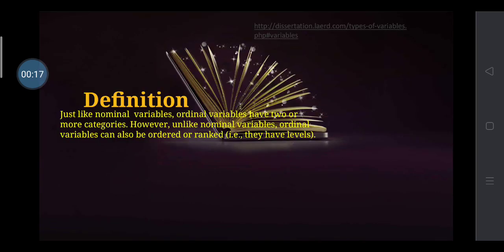But first of all, let us go to the definitions of ordered variables. The definition of ordered variable is just like nominal variables. Ordinal variables have two or more categories. However, unlike nominal variables, ordinal variables can also be ordered or ranked. For example, if they have a level for each value of the level, like 1, 2, 3, 4, and etc.